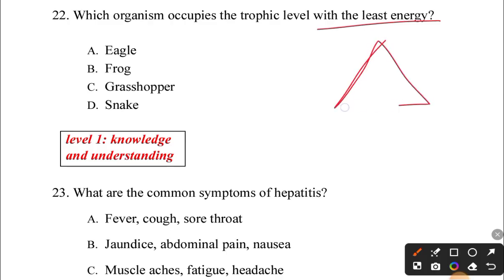Now with the trophic level, the organism at the peak is the organism that is at the highest trophic level, and this organism always gets the least energy because there is always transfer of energy, and the transfer of energy is such that as it moves higher, the amount of energy decreases. And the eagle is, we'll say, an apex predator. So since it is an apex predator, it is at the highest part of the trophic level, so it will receive the least energy. So the answer to question 22 is A.